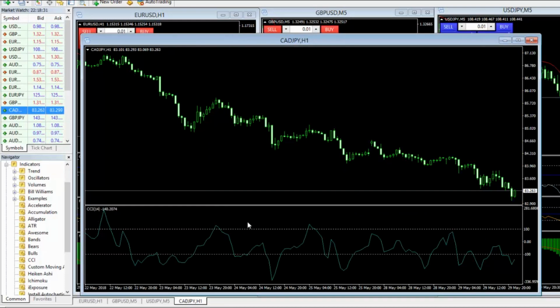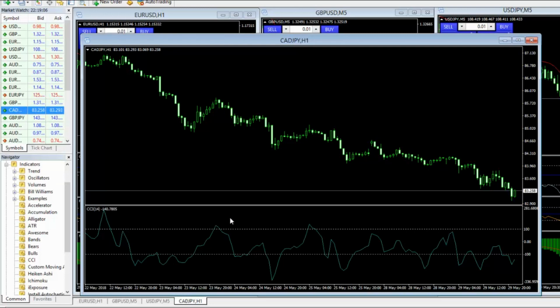Now, this was originally designed for use in commodities to identify the cyclical moves that are more typical of commodities, hence the name Commodity Channel Index. And so it uses a mathematical formula, actually two mathematical formulas based on moving averages, to try to determine when the market is overpriced or underpriced. In other words, whether it's overbought or oversold.